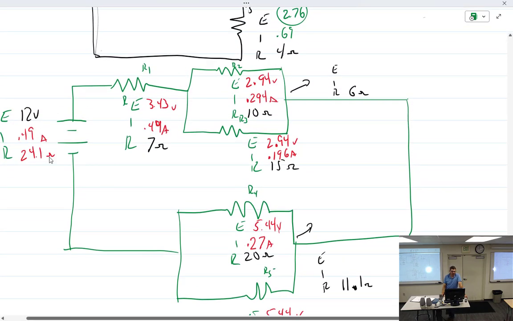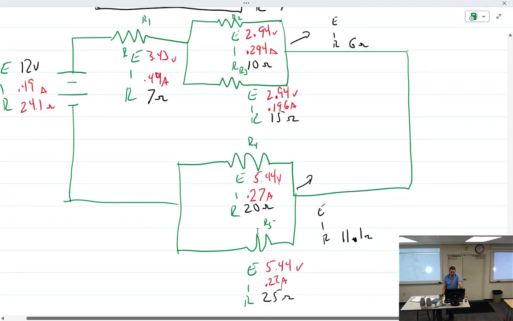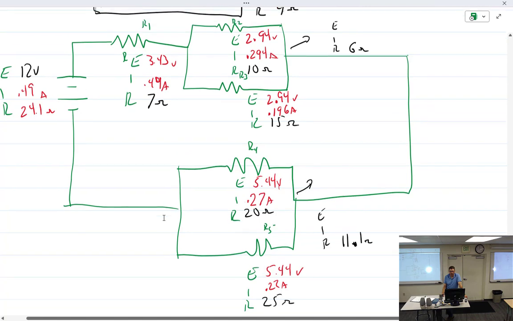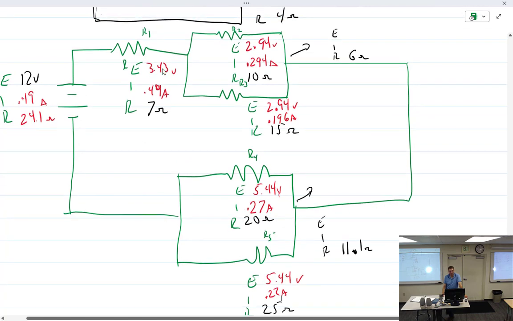Leaving the battery, we have 0.49 amps and 12 volts. We come up right here, and right through here, we should have how many amps? 0.49. It comes over here and splits. That 0.49 should split into 2, and it does. It comes back together to 0.49. Come here, 0.27 and 0.22 is 0.49. So current splits, and it's fine. Voltage drops. 3.43 plus 2.94 plus 5.4 should equal 12.